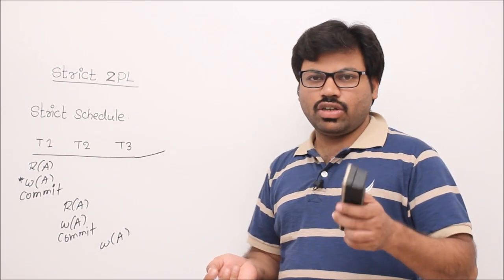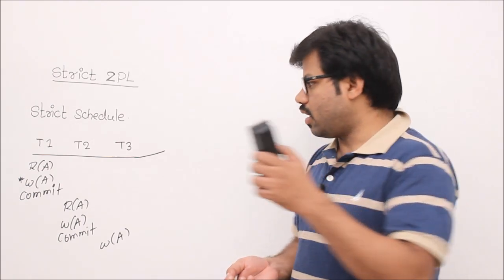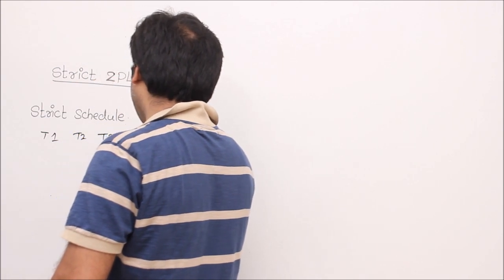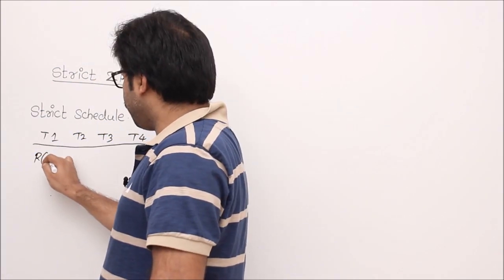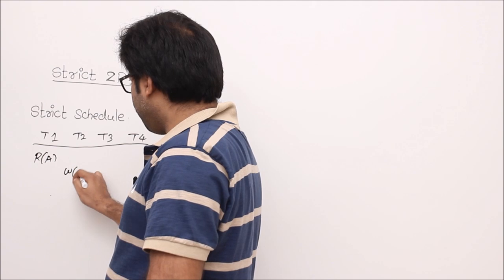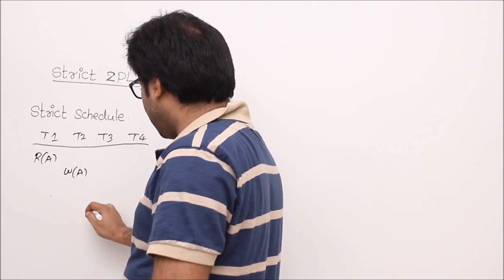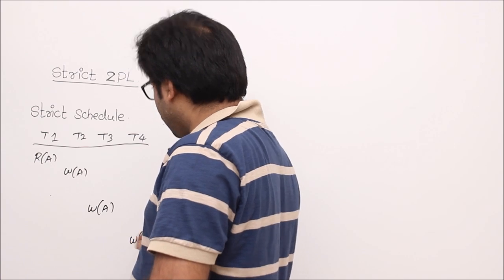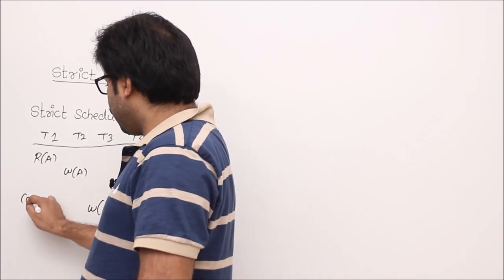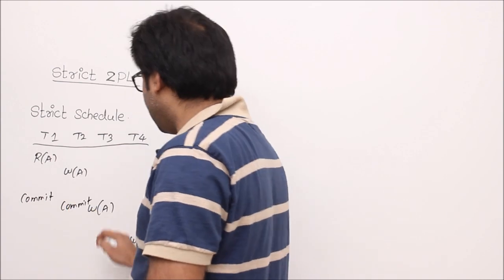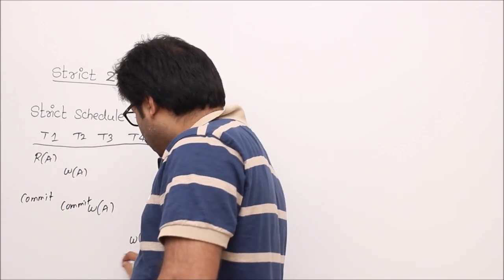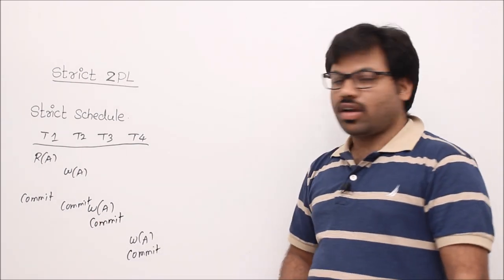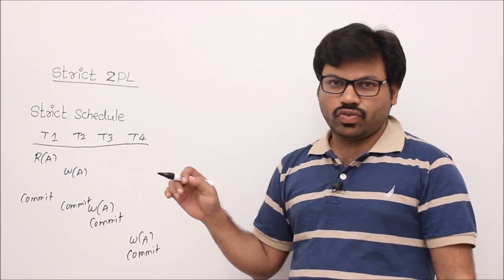I will give you one schedule, you tell me whether it is a strict schedule or not. See this one: T1, T2, T3, T4. Read of A, then write of A, then here let's say write of A and write of A. Then here it is commit, then commit, then commit, and here commit. So is it a strict schedule or not? We will see. We should focus on every update.